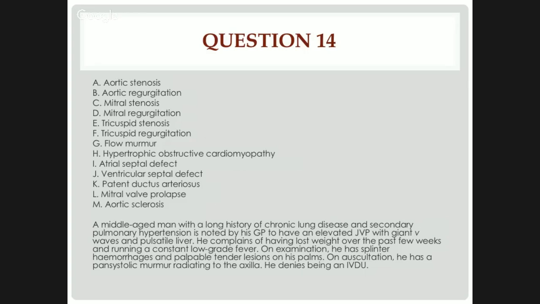A middle-aged man with a long history of chronic lung disease and secondary pulmonary hypertension is noted by his GP to have an elevated JVP with giant V waves and pulsatile liver. We'll stop there. What's that? TR, tricuspid regurgitation. Good. Now let's read the next bit.